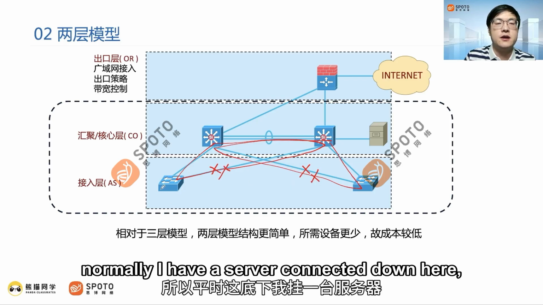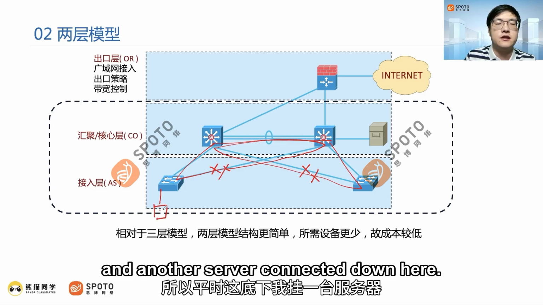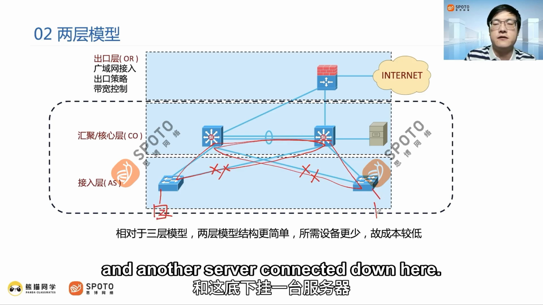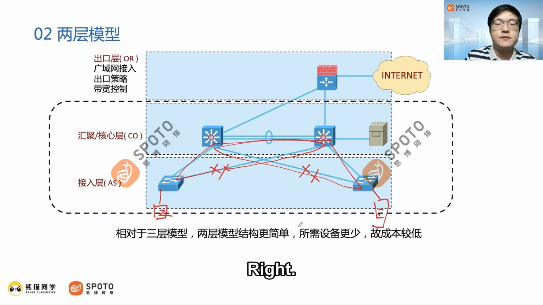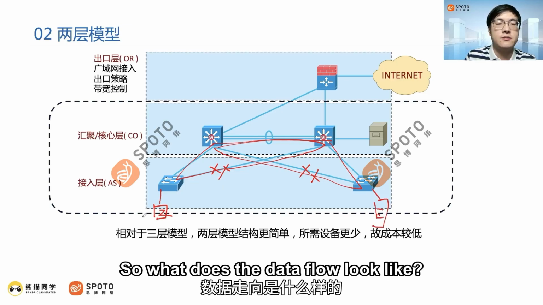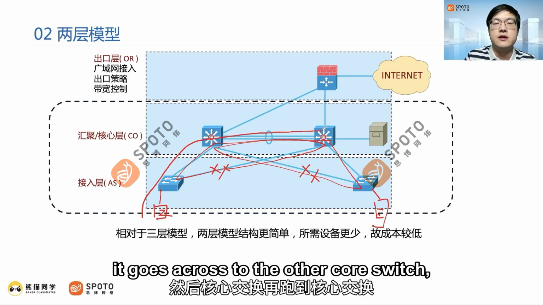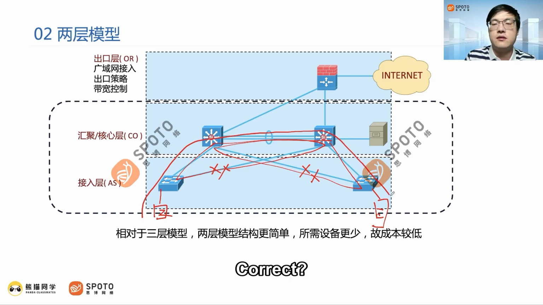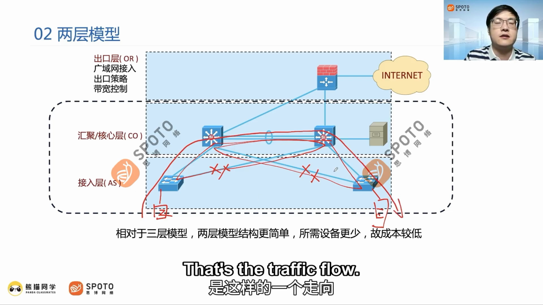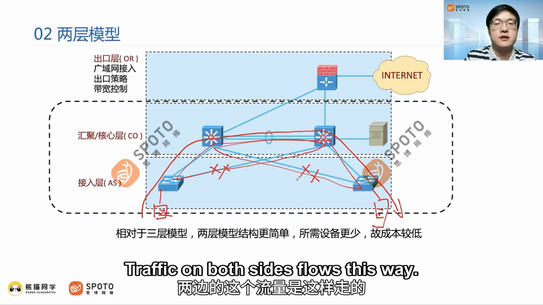So normally I have a server connected down here, and another server connected down here. What does the data flow look like? It goes to the access switch, then to the core switch, then from that core it goes across to the other core, and then down. That's the traffic flow. Traffic on both sides flows this way.